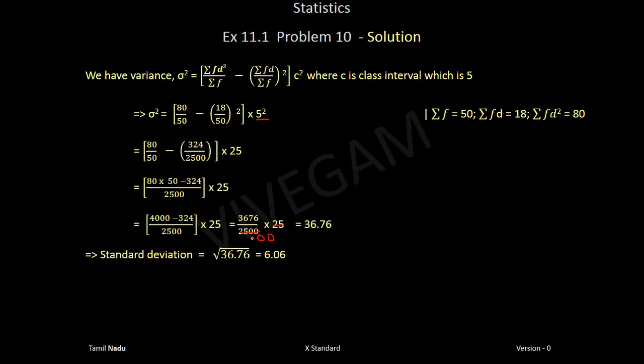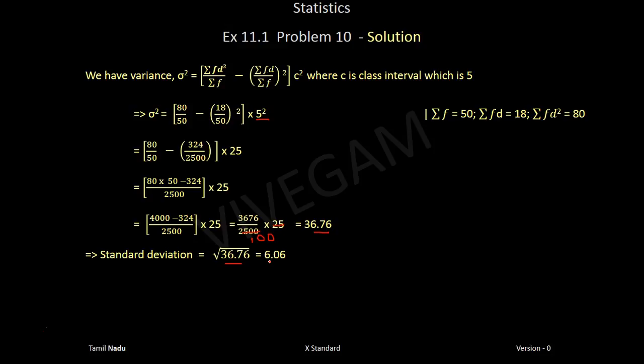Sorry about my writing, it's the best I can do with this pad. So 100 means this will become 36.76. So our variance is 36.76 and the standard deviation is the square root of the variance, that is the square root of 36.76, which is 6.06. How will you calculate this?